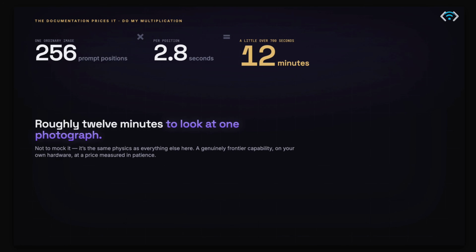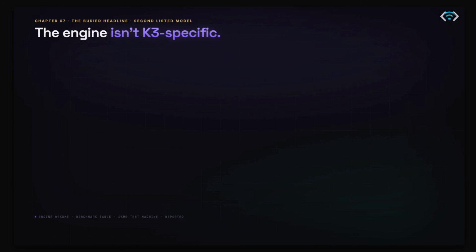I include that not to mock it. It's the same physics as everything else here, but because it's the perfect miniature of this whole project, a genuinely frontier capability on your own hardware at a price measured in patience. And because they publish the per position cost themselves, knowing you'd do exactly the multiplication I just did.